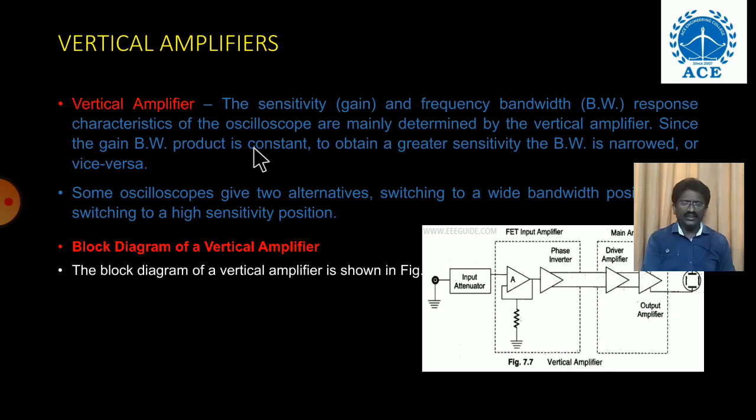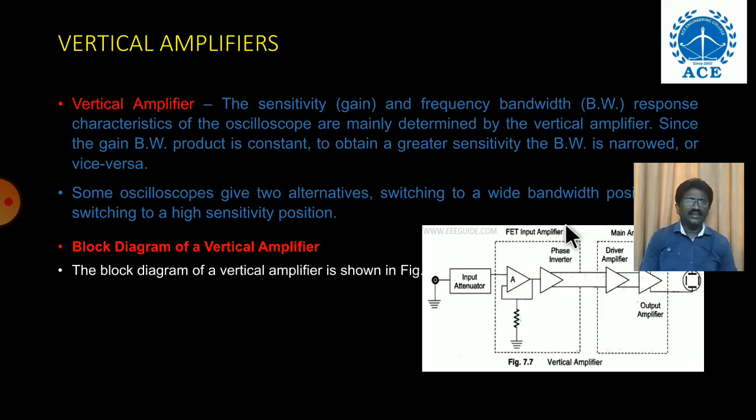So actually, the sensitivity gain and frequency bandwidth response characteristics of the oscilloscope are mainly determined by the vertical amplifier. Since the gain bandwidth product is constant, to obtain greater sensitivity, the bandwidth is narrow, or vice versa. Some oscilloscopes give two alternatives: switching to a wide band position and switching to a high sensitivity position.